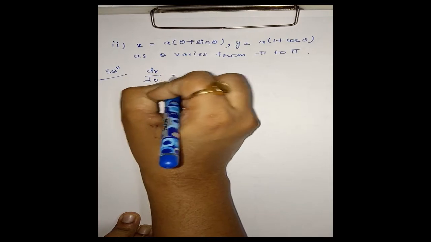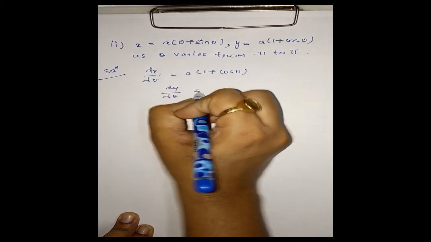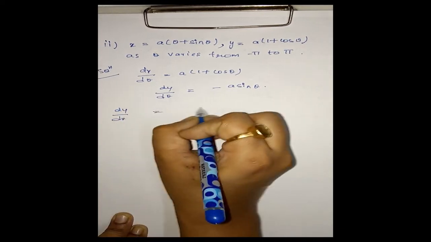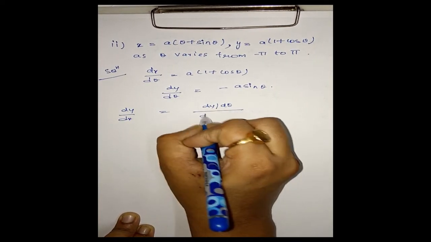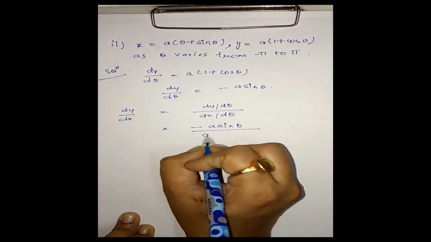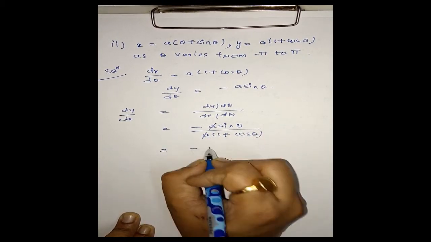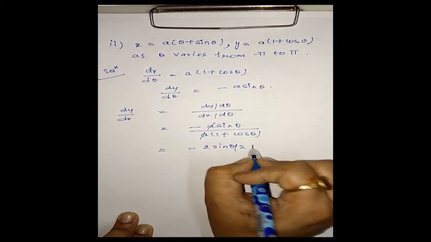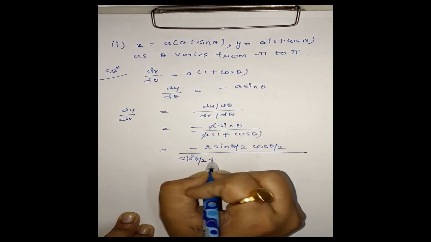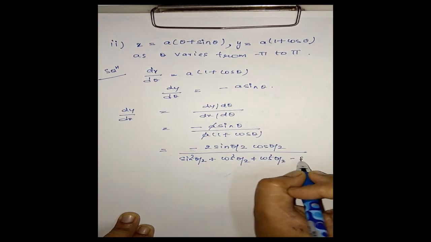dx by d theta is equal to a 1 plus cos theta, and dy by d theta is equal to minus a sine theta. Therefore, dy by dx is dy by d theta divided by dx by d theta. That is, minus a sine theta over a 1 plus cos theta. Again, we can write this as minus 2 sine theta by 2 cos theta by 2, over sine square theta by 2 plus cos square theta by 2 plus cos square theta by 2 minus sine square theta by 2.